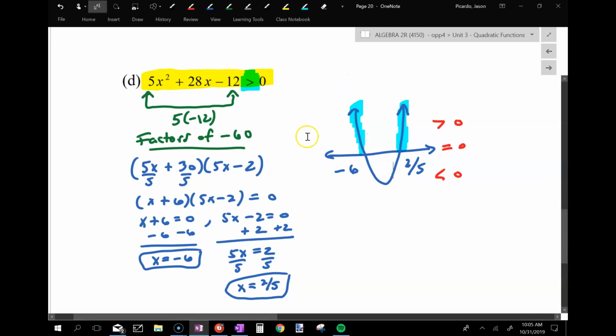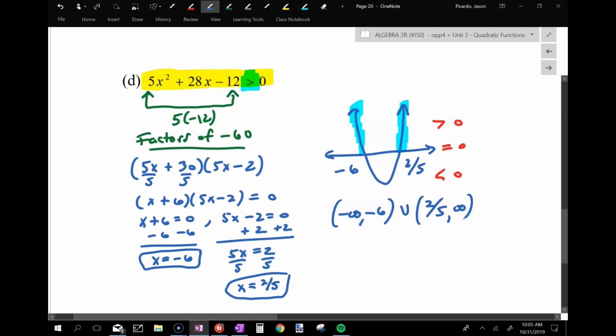So where does this first interval of solutions begin? It doesn't begin at -6, it ends at -6. It begins at negative infinity, right? So it begins at negative infinity until it gets to negative 6 with a parenthesis, and then it begins again at 2/5 until it goes to infinity.